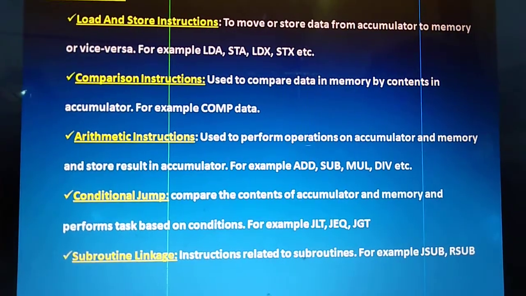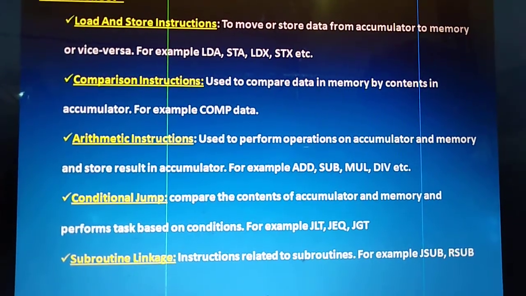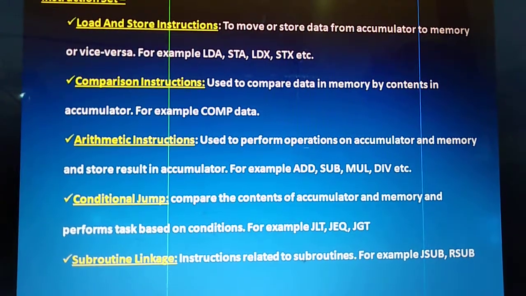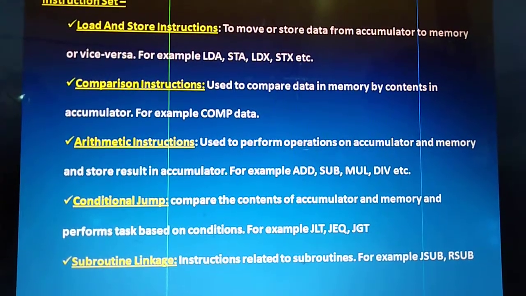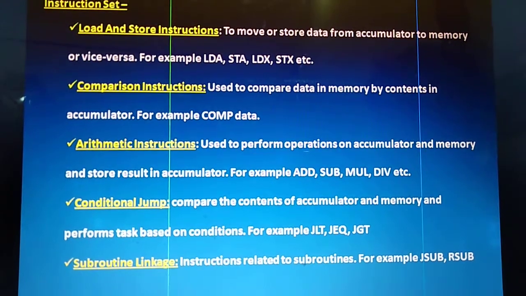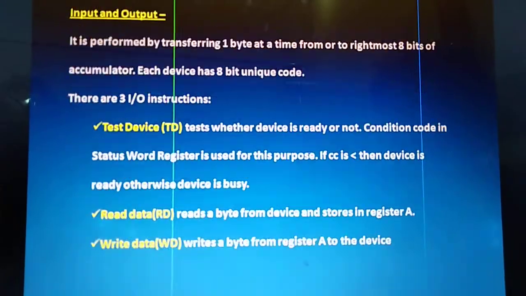Subroutine linkage: instructions related to the subroutine, and the instructions are JSUB, RSUB.